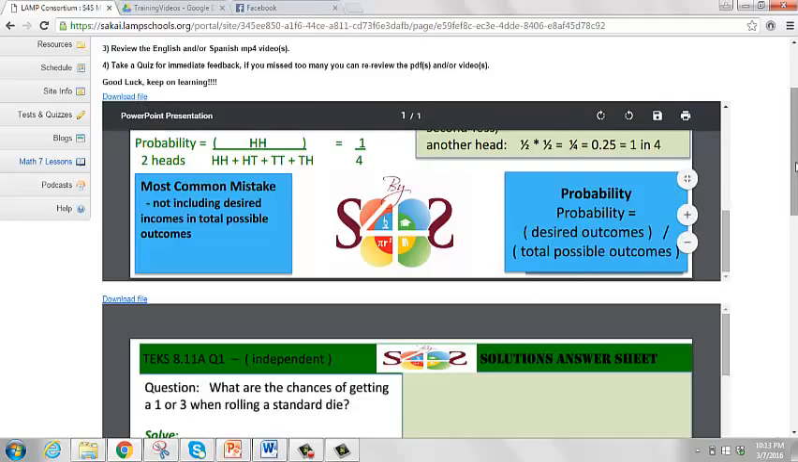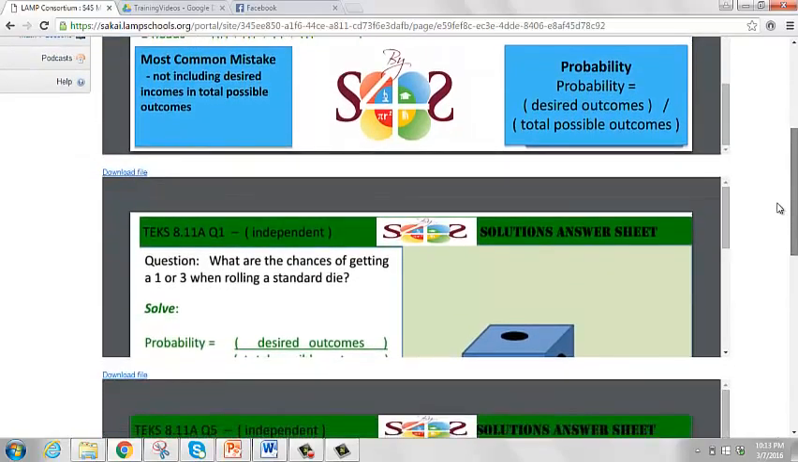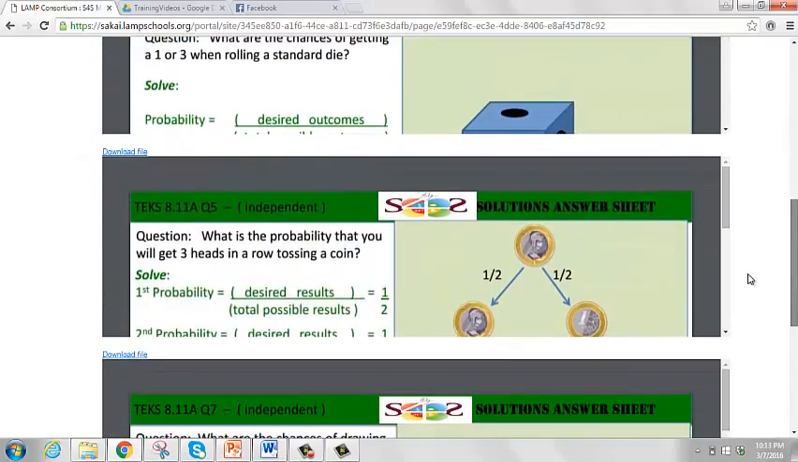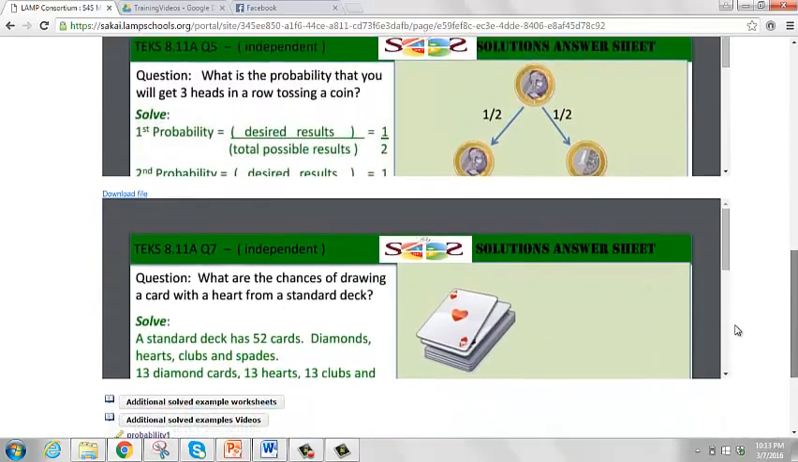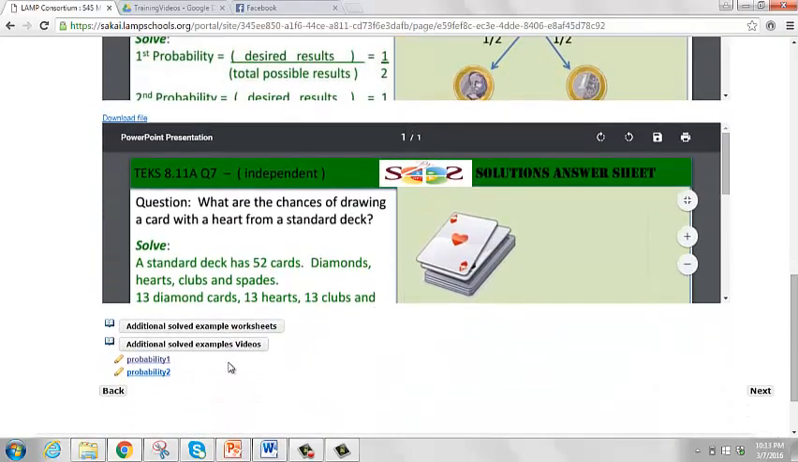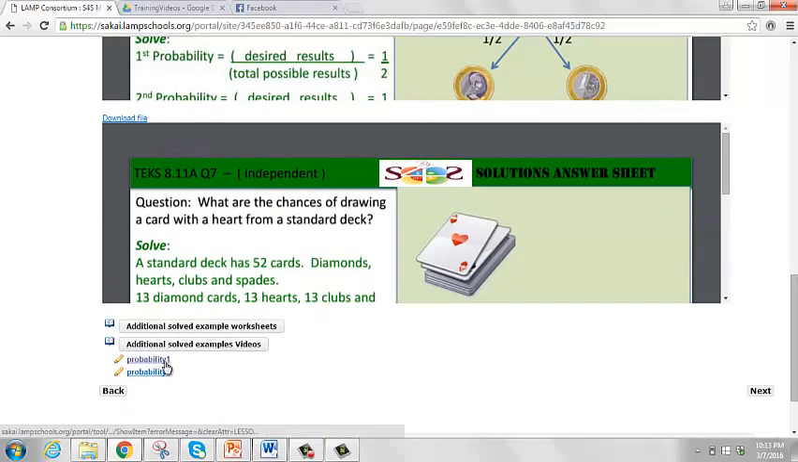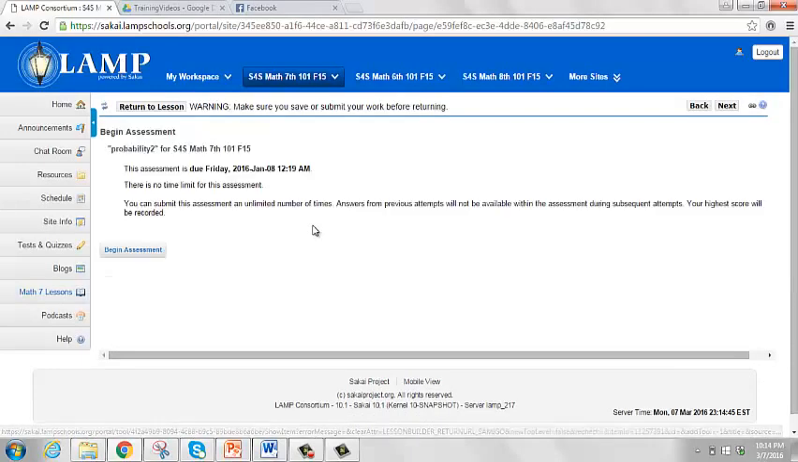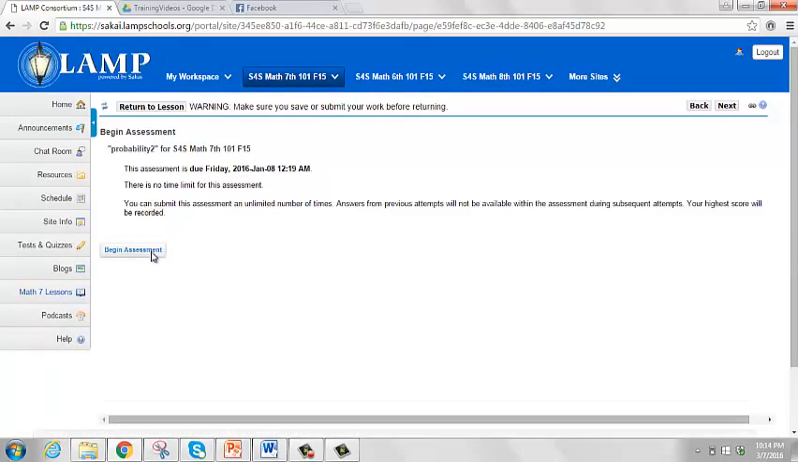Each one of these 6 lessons will have 1 worksheet at minimum, or it could have several, like the dice, or a different set of outcomes for the coin toss, or a deck of cards. But they will also all have a set of quizzes at the back. We will take probability quiz number 2, and we will begin the assessment.